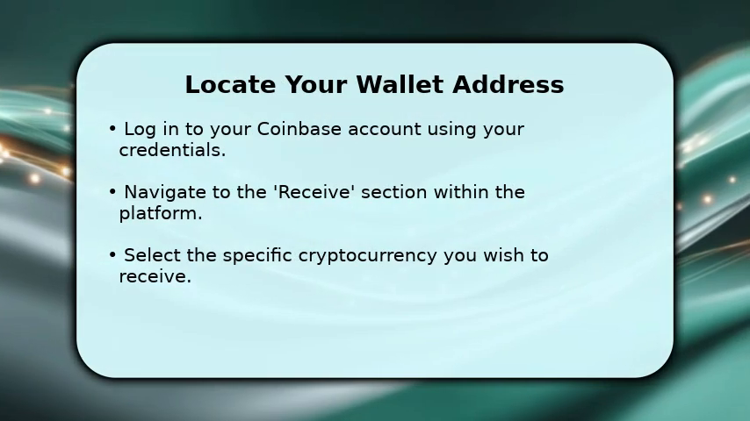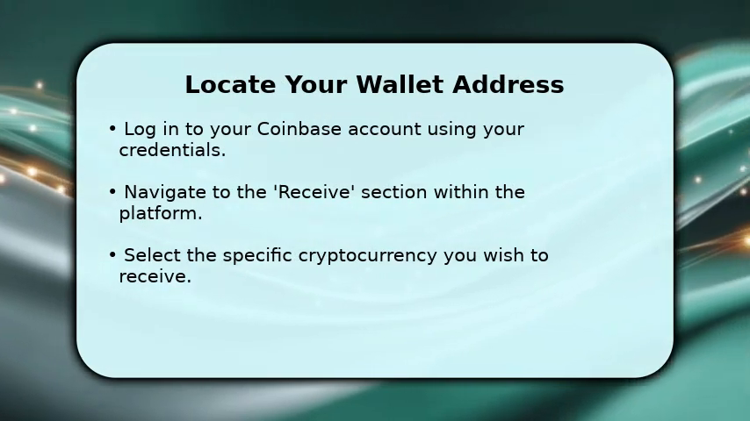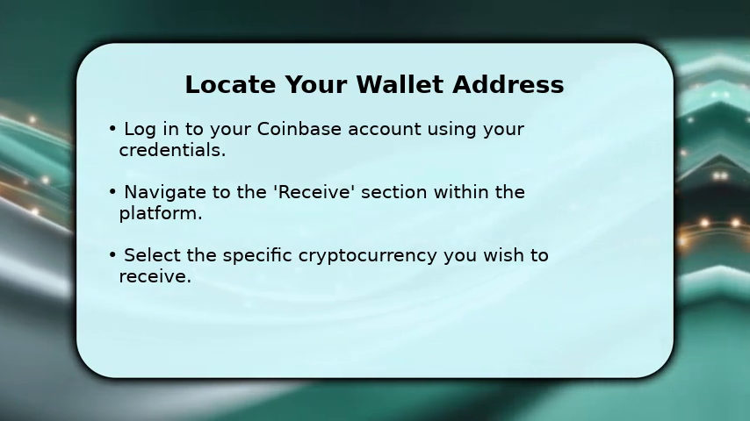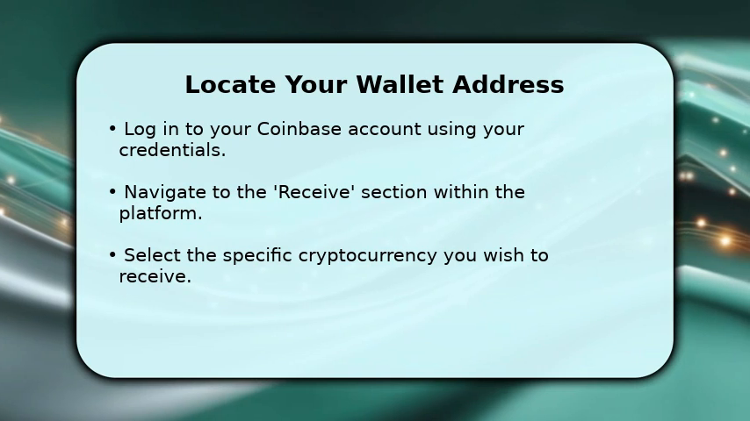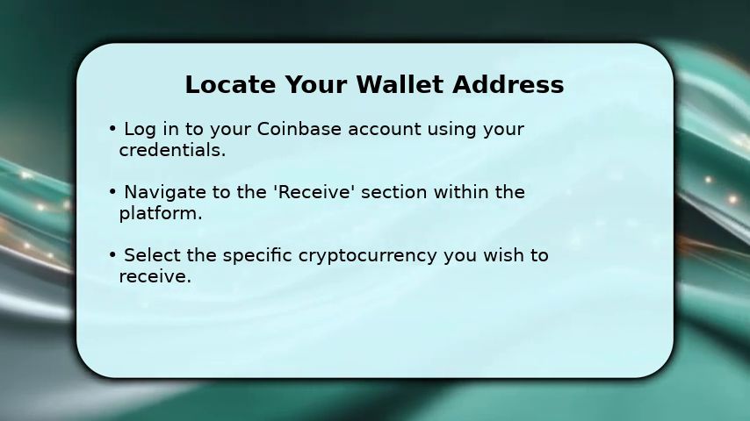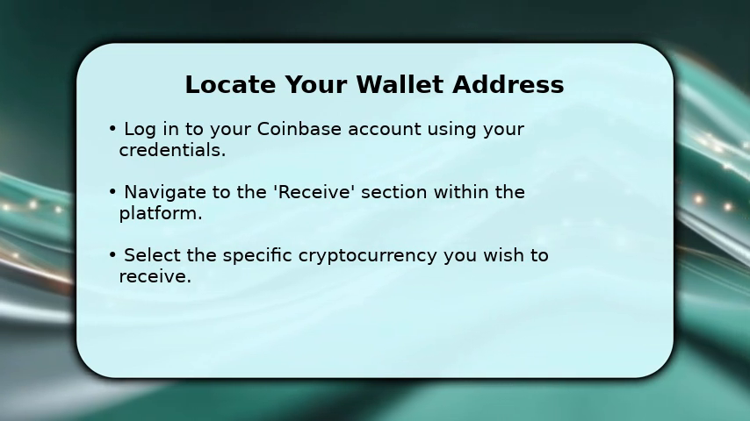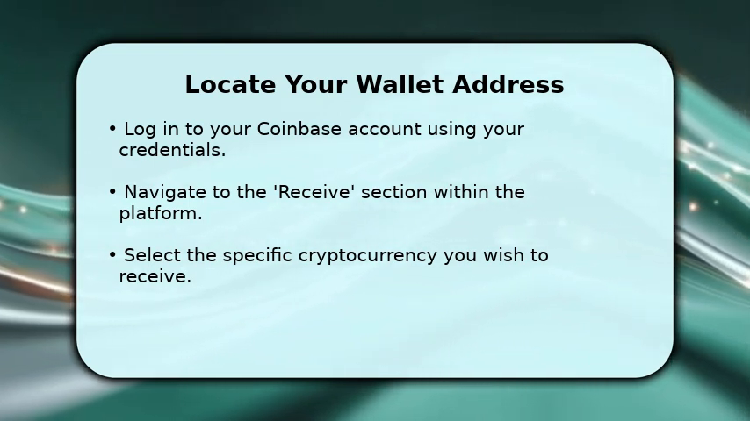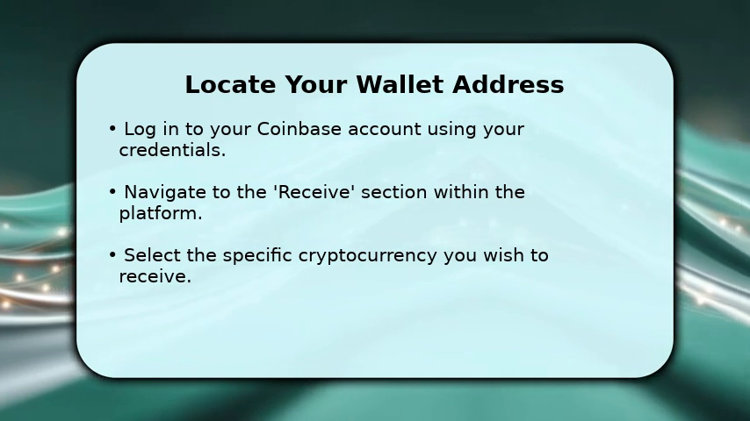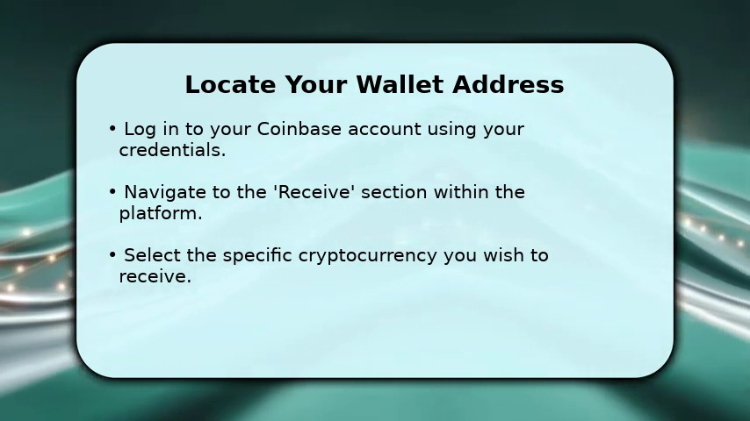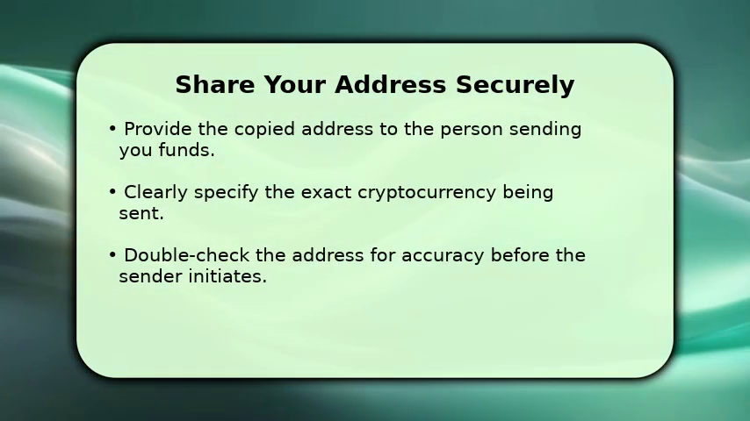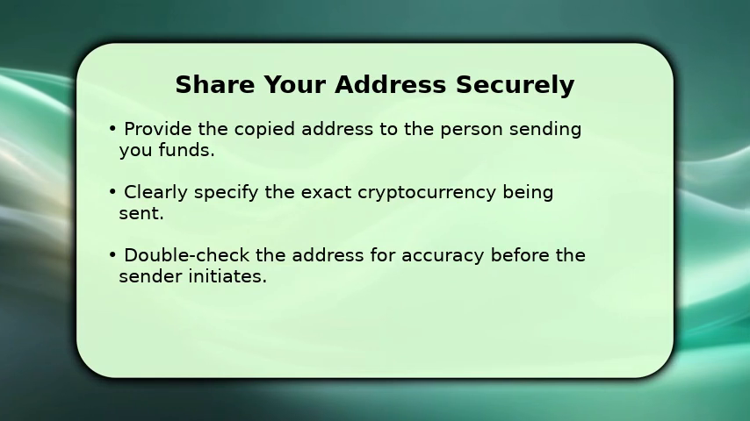To begin, log into your Coinbase account. Once inside, look for the Receive option, usually found on the main dashboard or under your portfolio. Here, you will select the exact cryptocurrency you are expecting, such as Bitcoin or Ethereum. Each cryptocurrency has a distinct address. After selecting, a unique wallet address will appear, often as a long string of characters and a QR code. Carefully copy this address. Now, share the copied wallet address with the sender.